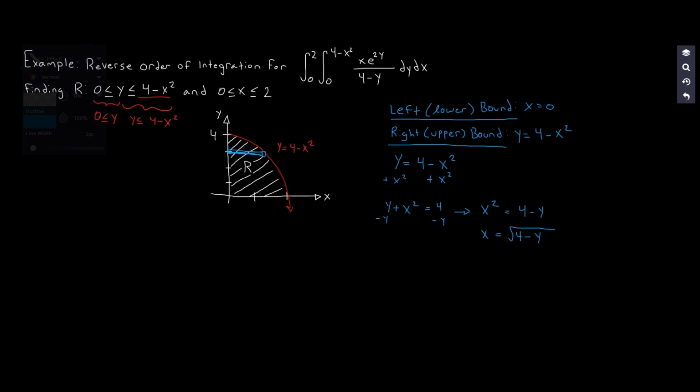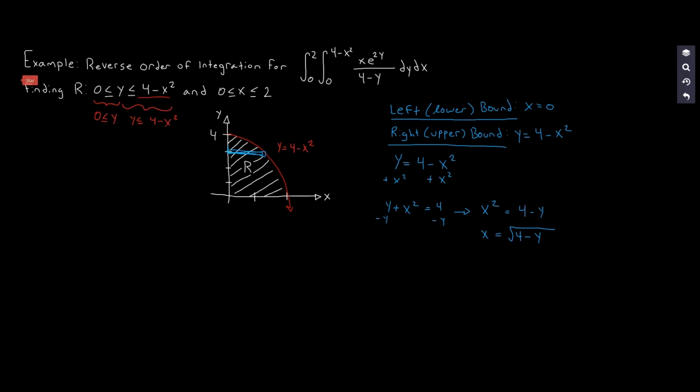Why didn't you put plus or minus? Because it says right here that x is greater than or equal to 0. So it's greater than or equal to 0. It's not the negative square root of 4 minus y. So it is indeed plus the square root of 4 minus y.